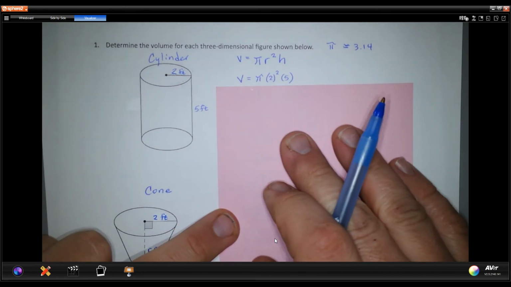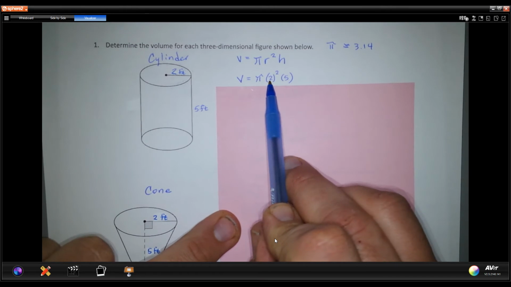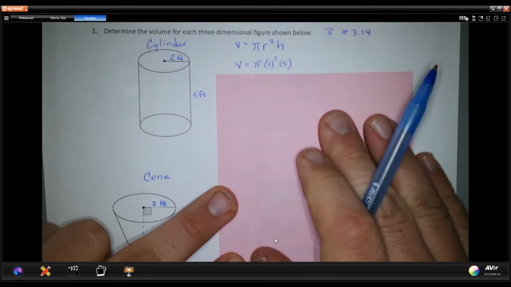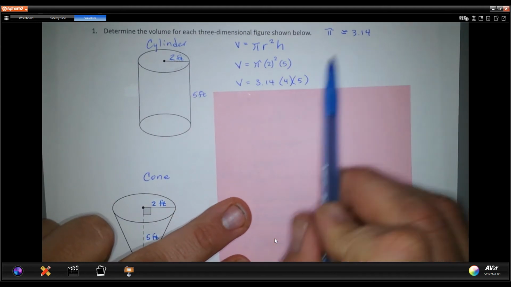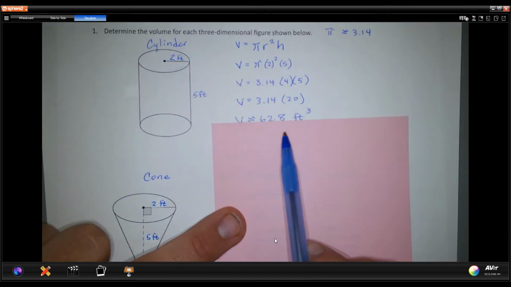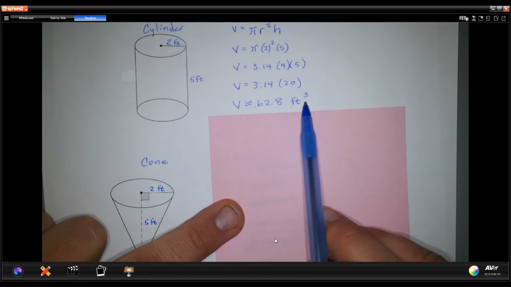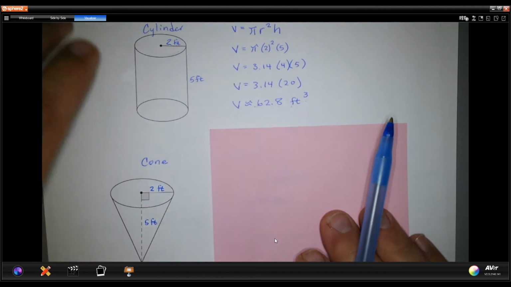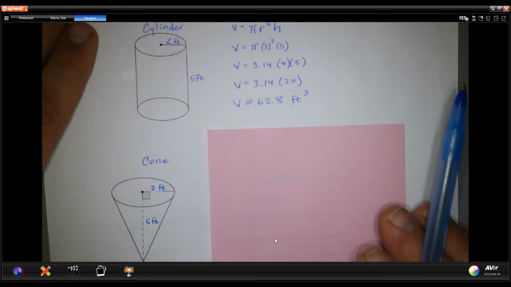Our second step would be to substitute our values in for our radius and our height. Substitute our value in for pi. We're going to use 3.14 in all of our calculations. And when we multiply those across, we come up with a volume of 62.8 feet. You'll notice now that it's to the third power because we're talking about a cubic measure. All of our values here, we're going to go ahead and round them to the nearest tenth.